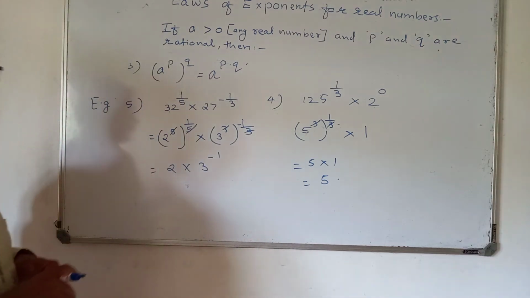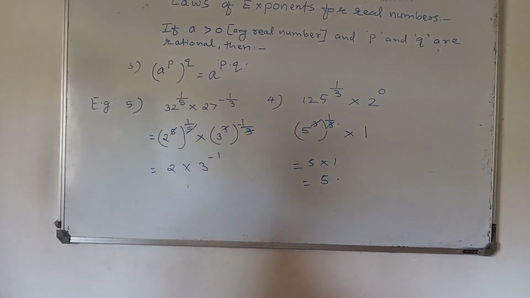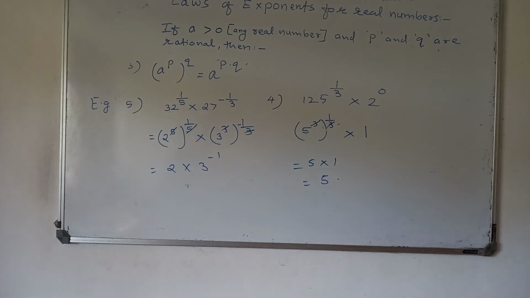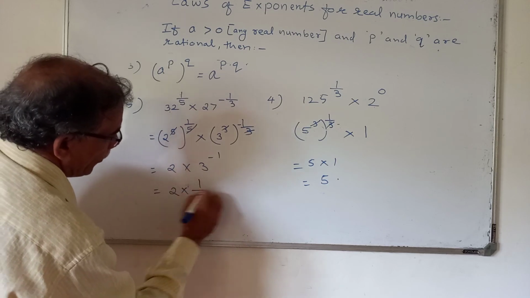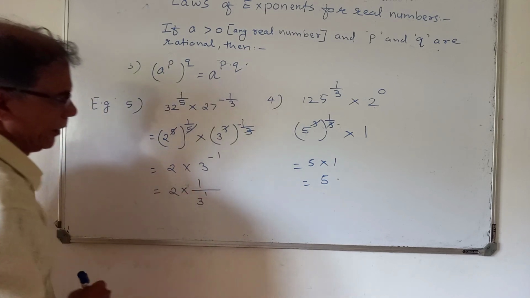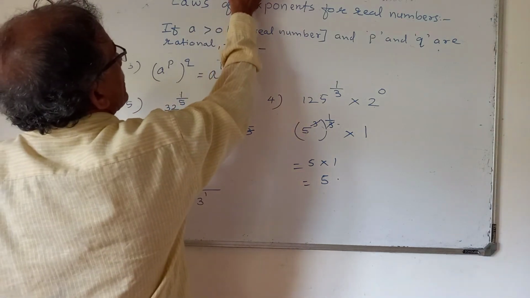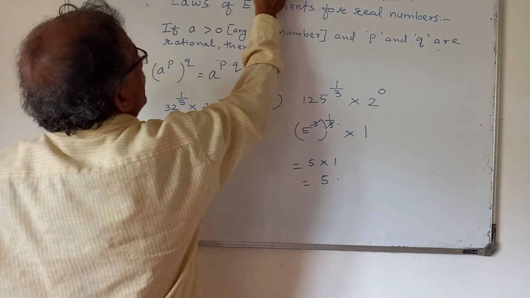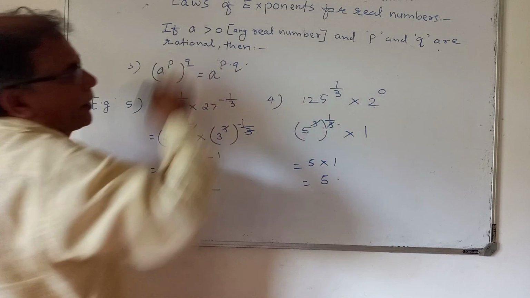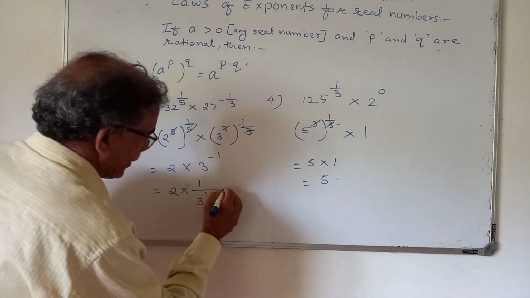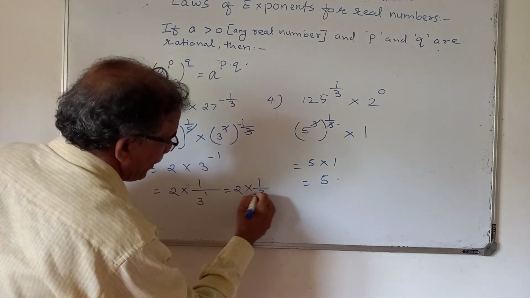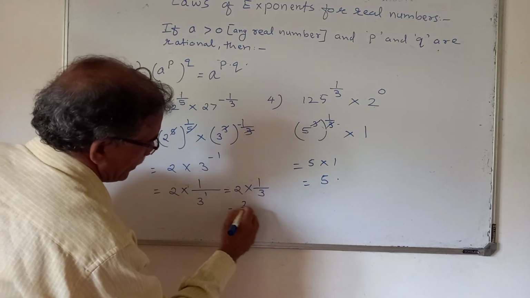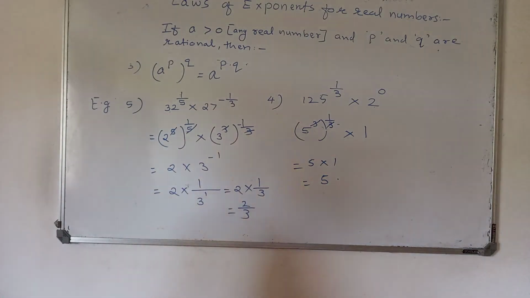Minus 1. Now it is a negative exponent, and you know that we are not going to keep a negative exponent anytime. So if it is negative, how to convert it into positive? 2 into 1 upon 3 raised to 1. A raised to minus m, you have studied earlier. It is 1 upon a raised to m to convert it into a positive exponent. And so that is 2 into 1 upon 3 raised to 1 means 1 upon 3. And that is 2 into 1 by 3, means 2 by 3. Okay.